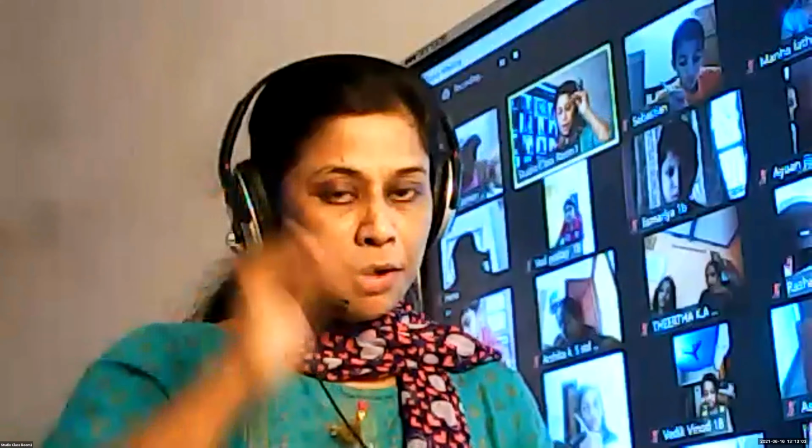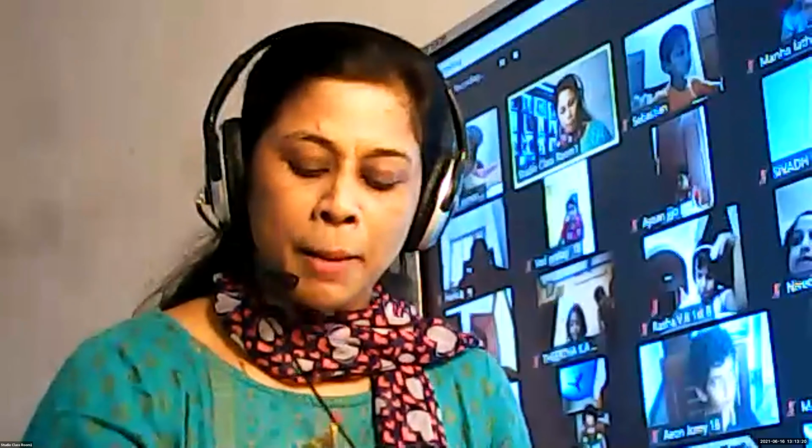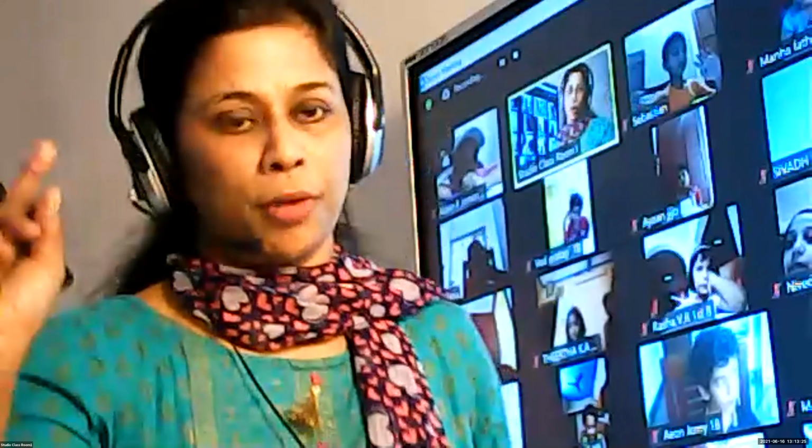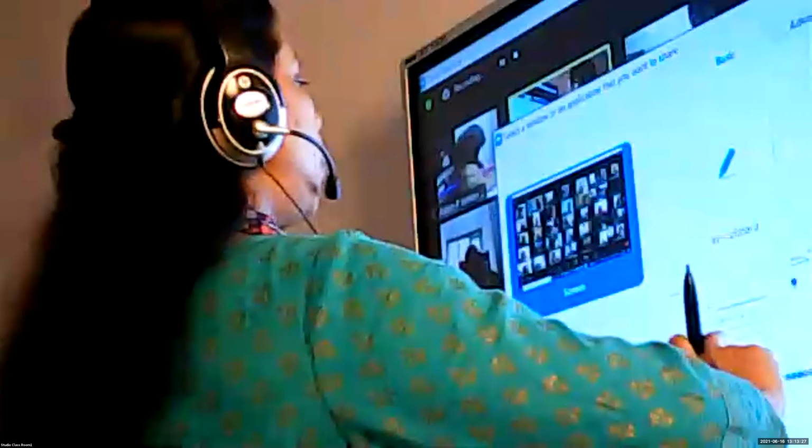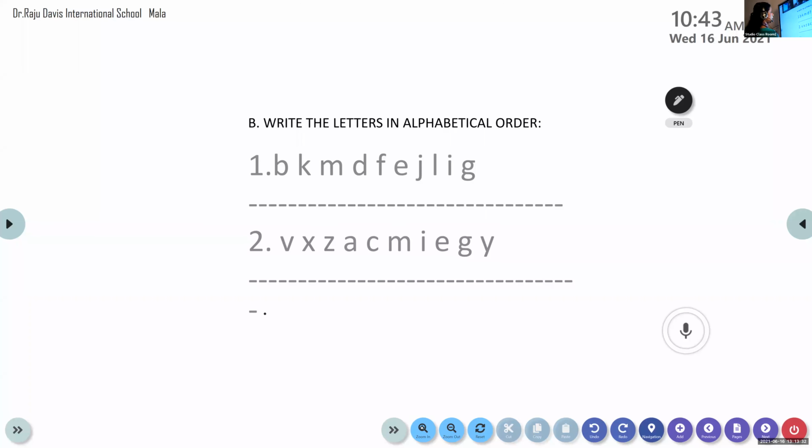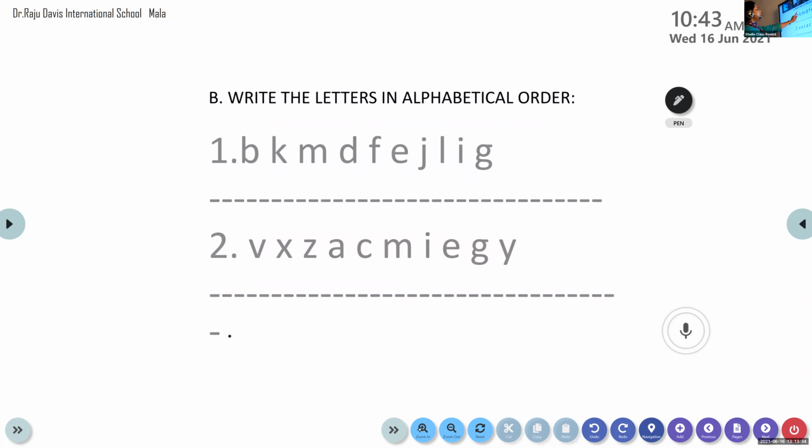Here you can see in this exercise, I write the letters in the alphabetical order. Now we are familiar with the alphabet. All the letters in the English alphabet are given here, but they are not arranged properly. Some letters are missing, that's okay. But still what we have to do is arrange the letters in the alphabetical order. Okay, let's move on to it. Now let's do it. All of you please take your workbook and write the letters in the alphabetical order.